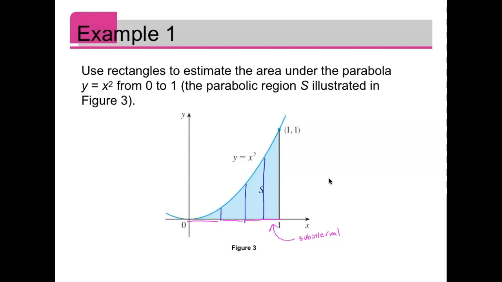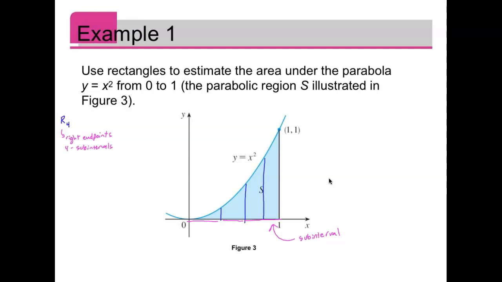And then what we're going to do is, in this case, we're going to use right endpoints. So I'm going to notate what we're doing. We're going to call it R sub 4. And what it means is right endpoints, and the little subscript is just how many subintervals I've divided it up into. So 4 subintervals.